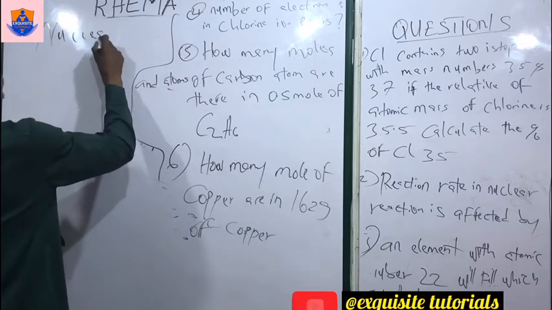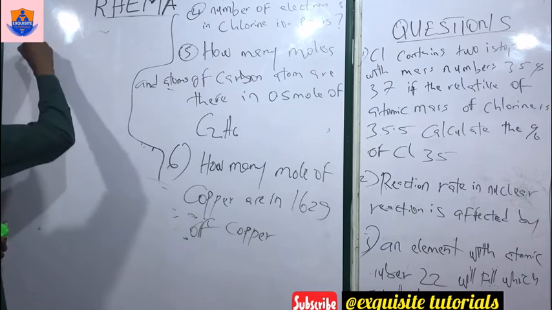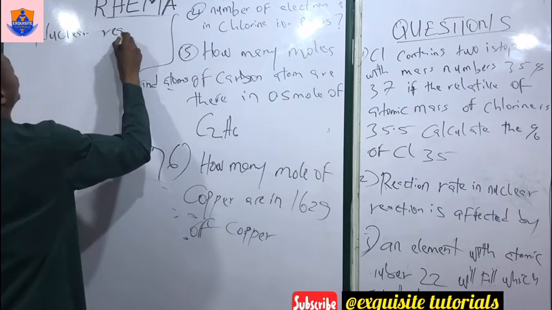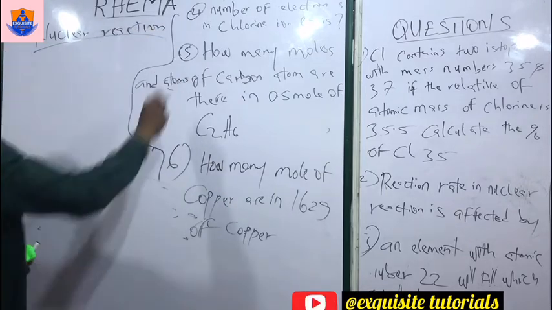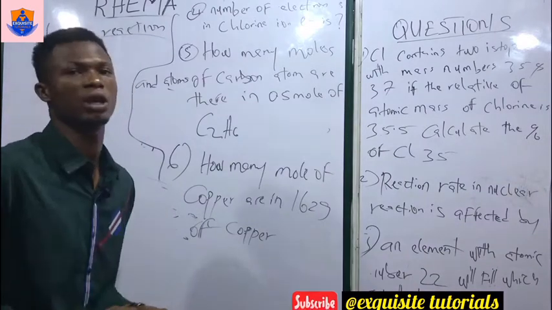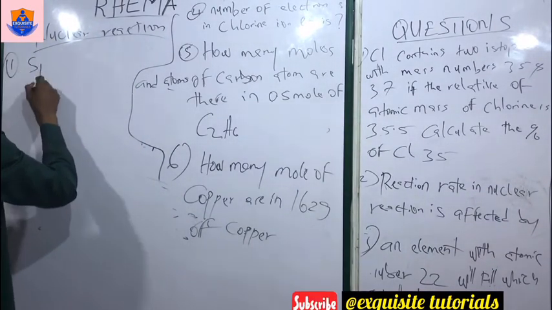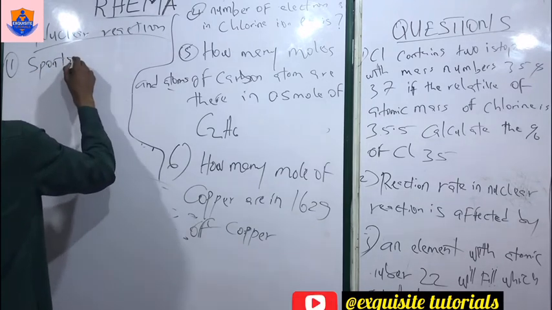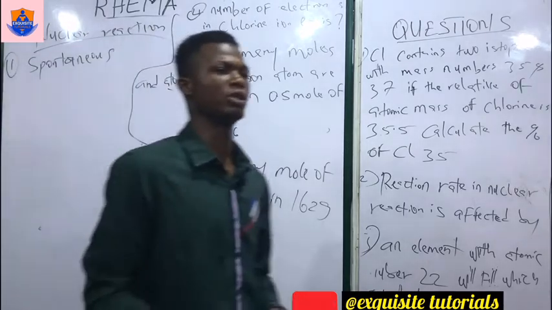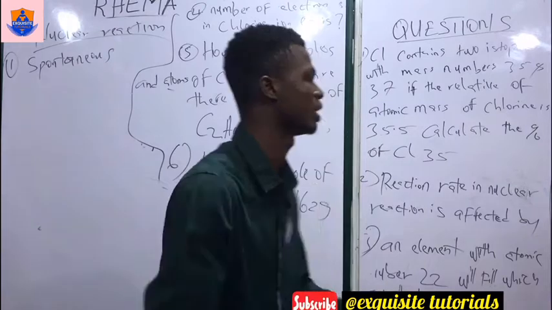Let me rewrite. Nuclear reaction. Don't forget this Chem 101 with exquisite tutorials. Now, nuclear reaction is a reaction that occurs spontaneously. One thing that you should know about nuclear reaction is that it is spontaneous. When we talk about something being spontaneous, it means something that occurs on its own. It occurs naturally without any other effect.